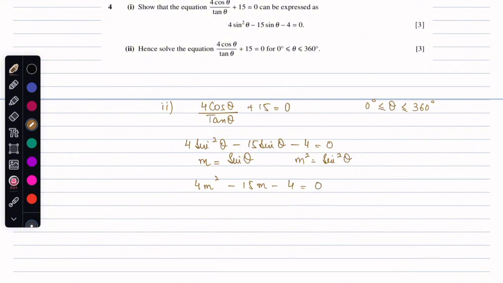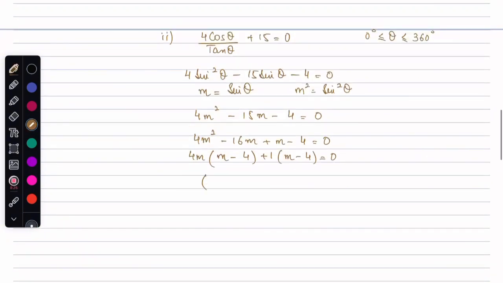Now, if I factorize this quadratic equation, I'll be getting the factors as negative 16m and positive m and a minus 4, which shall be equal to 0. Or here I can say it's 4m common. I'll be left with m minus 4, and then plus 1 common, I'll be left with m minus 4. So this is m minus 4 times 4m plus 1, which is equal to 0.